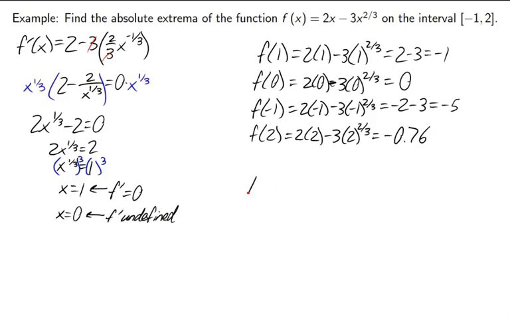The highest was actually 0 here. The absolute max is at 0, 0. And the absolute min was the lowest one, which looks like the negative 5. So that was at negative 1, negative 5.